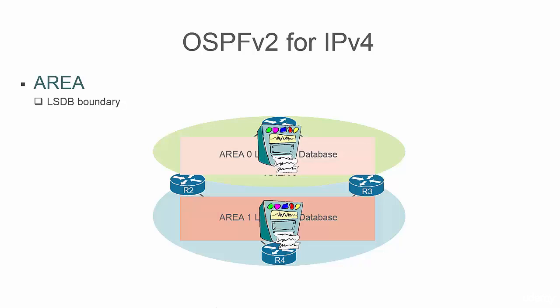So really, in a smaller topology, you can get by with a single area because it's not that much work for the router to run the SPF algorithm. But once you get into a large amount of routers, then you want to start splitting up your link state database boundaries with areas so that the routers don't have to do as much work.